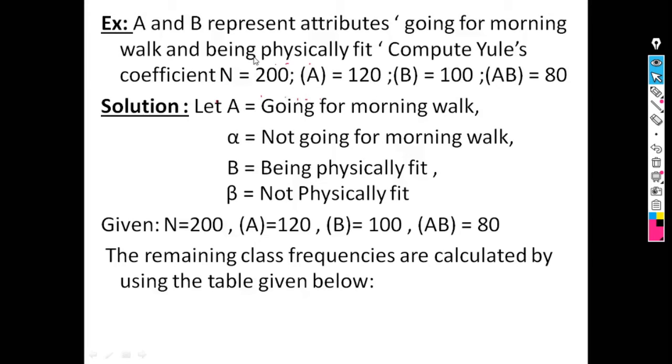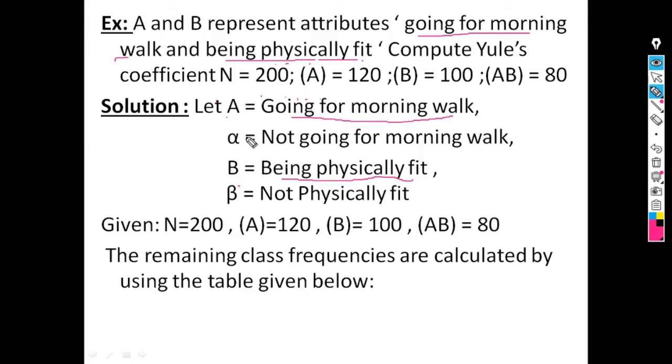Another example: A and B represent attributes going for morning walk and being physically fit. Compute Yule's coefficient if N is equal to 200, A is 120, B is 100 and AB is equal to 18. So here two attributes are given. First one is going for morning walk and another one is being physically fit. So we can define A is equal to going for morning walk and B is equal to being physically fit. So these are two present attributes.